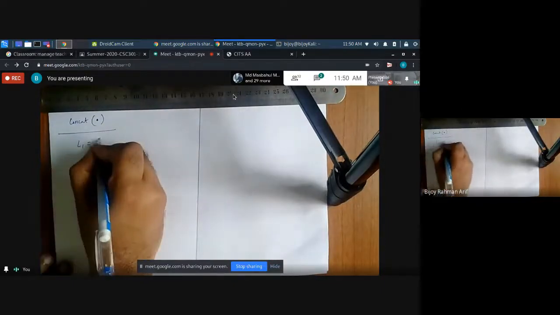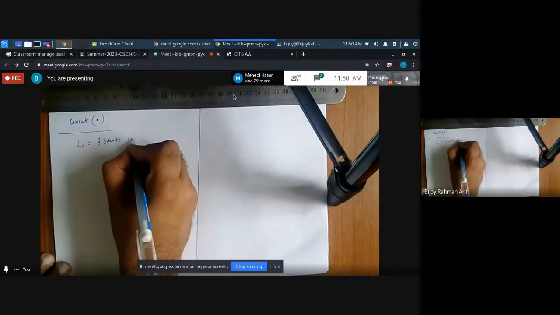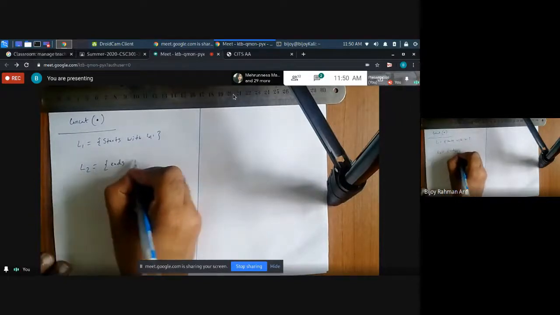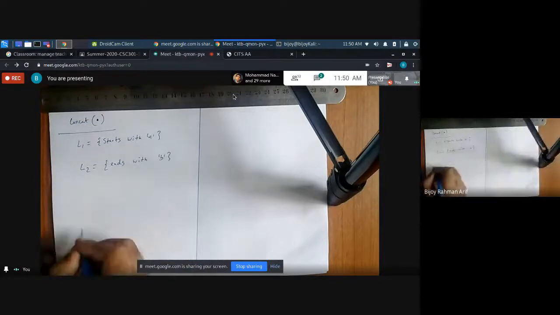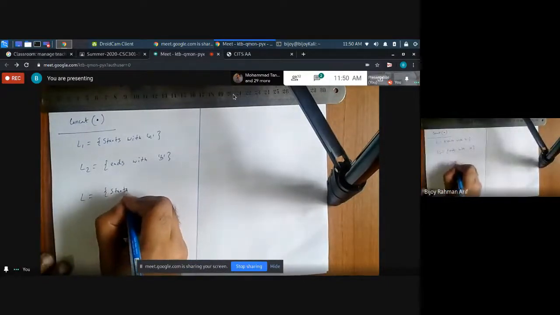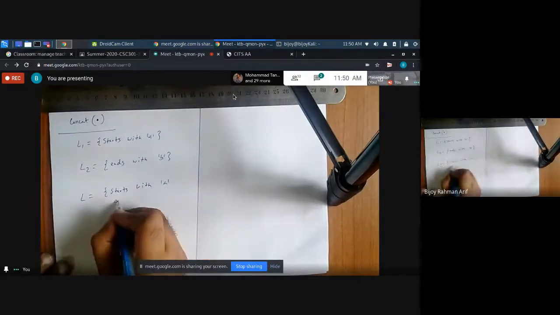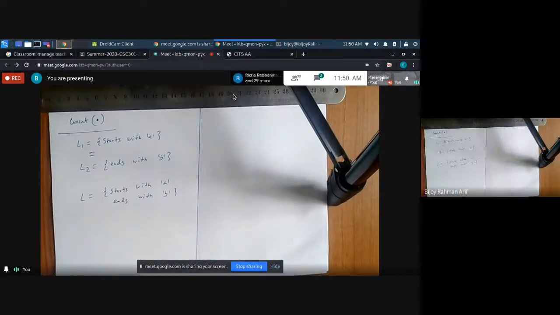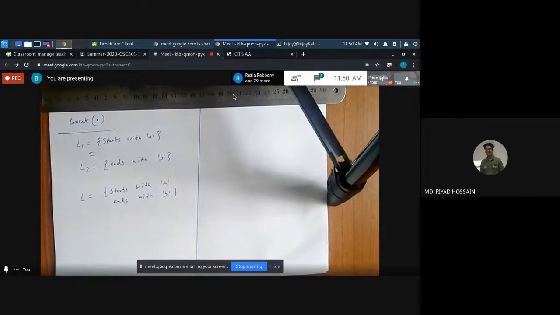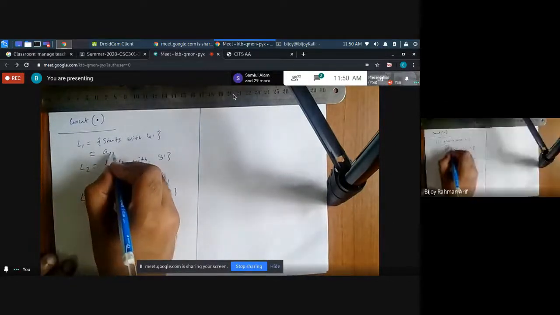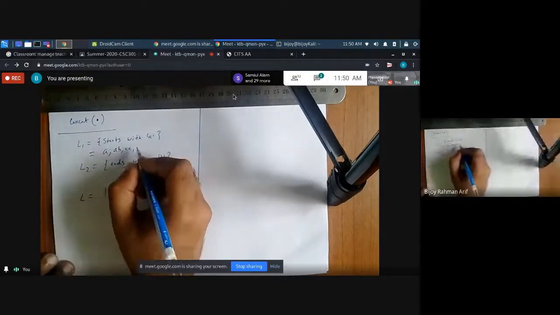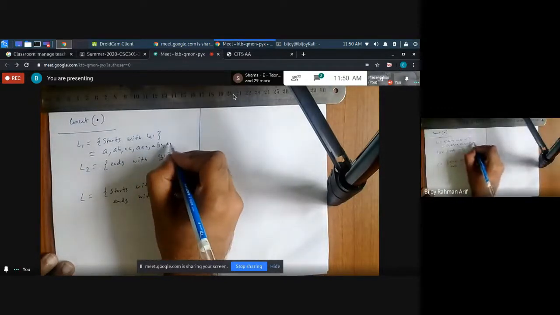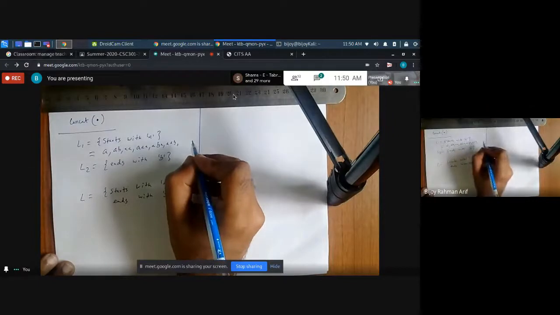Let's assume my language one is starts with A. My language two is ends with B. My language L is starts with A, ends with B. So what are the strings inside language one? A, AB, AA, then ABA, AAB, and so on.